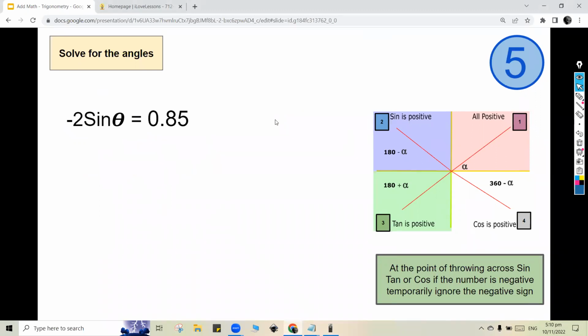All right. Now look at this question. Did I miss one? No, we're on question 5, right? Well, look at this question now. We still have to solve for theta. But we have a problem. In the other questions, it didn't have anything touching the sine, tan, or cosine. It was just plain old sine. So obviously, to solve for theta, it was super easy. We just have to throw across who? Sine. And of course, that made it really, really easy.